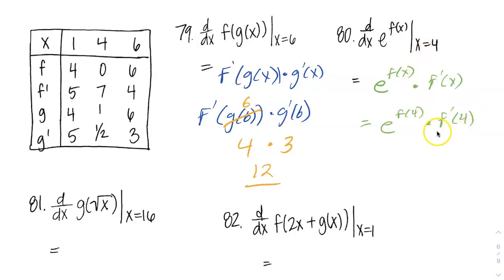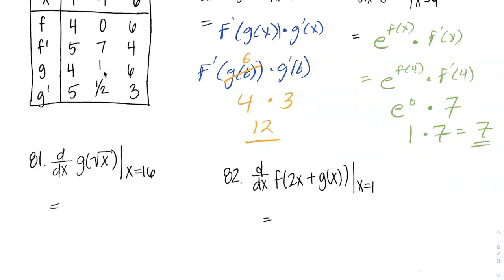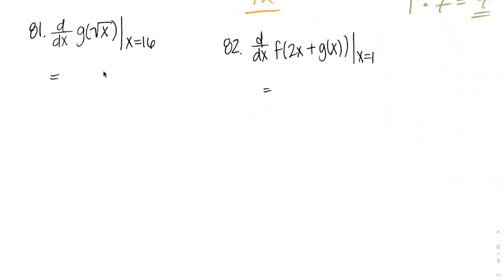So we have this. Now we use the table. F prime of 4. So f prime of 4 is 7. F of 4 is 0. So it's e to the 0. E to the 0 is 1. E to the 0 power is 1. And I get this. Just like that. So 7. Move on to the next one.